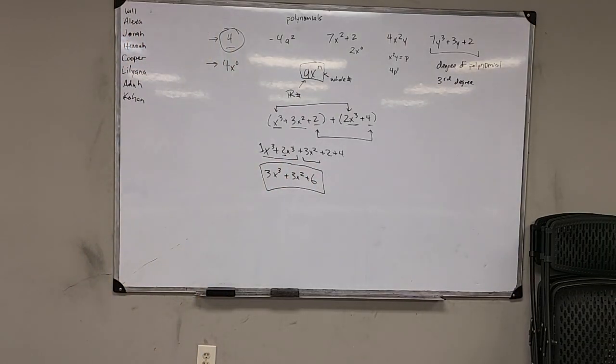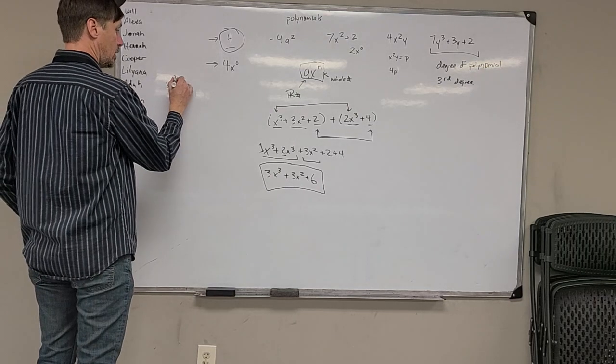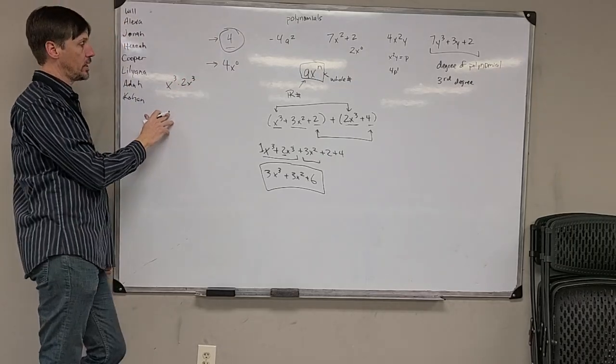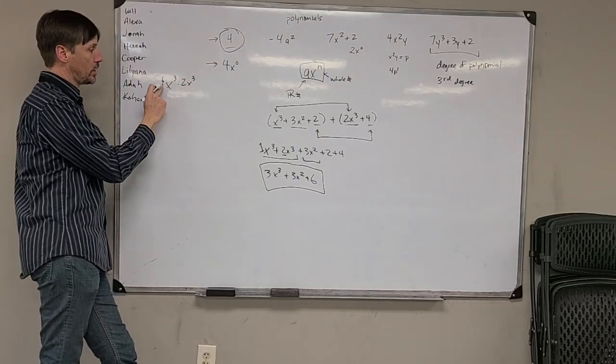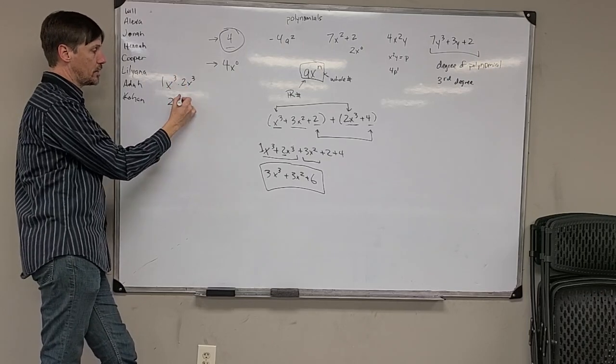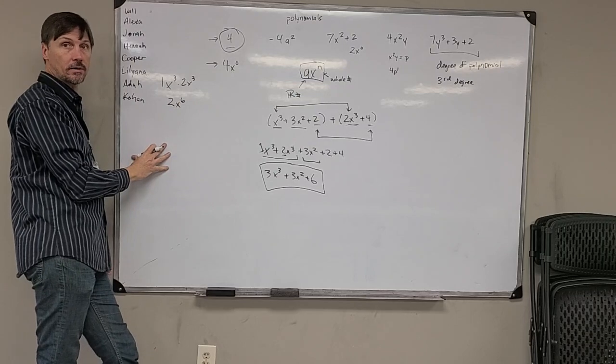Aren't you usually supposed to add the smaller numbers, like the ones on top of the variable? That's when you multiply it, right? If we'd had x cubed times 2x cubed, yes, we would have actually taken the understood 1 here. 1 times 2 would give us 2, and we would have added the 3 and the 3 here, and we'd have gotten x to the 6th, right?